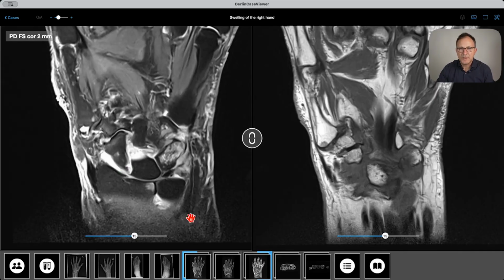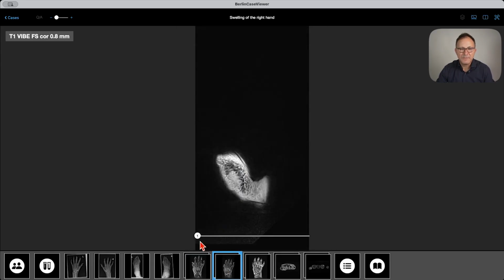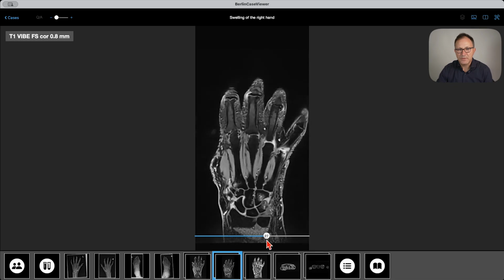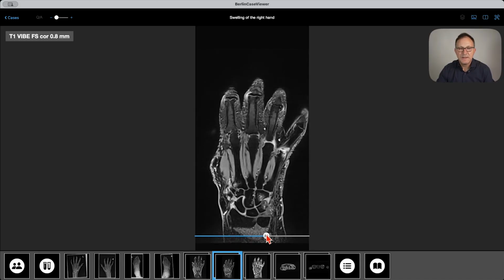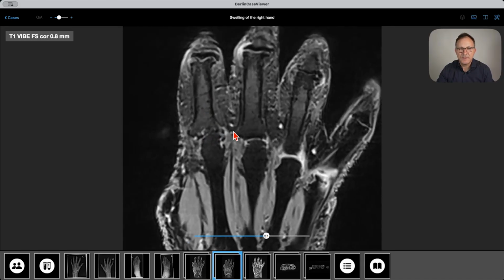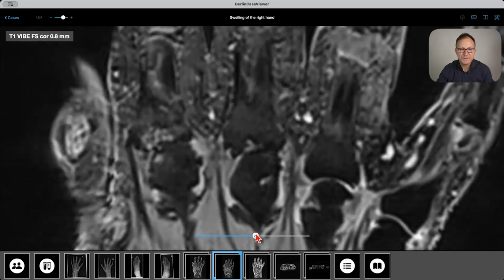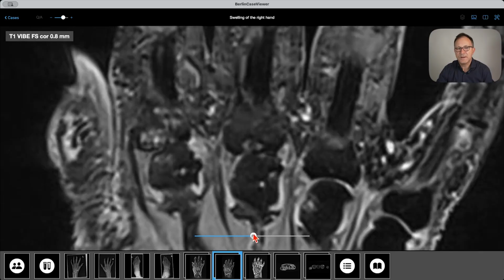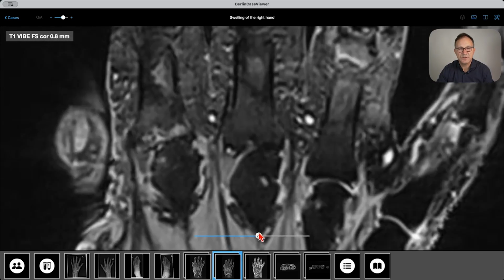In order to distinguish or to depict it in more detail, we always use a WIBE sequence, which is a sequence, as you can see, with 0.8 millimeters. So we have a very good three-dimensional representation of the hand, and this gives us the option that we can zoom in and see what's going on in these small joints. If you do regular fast spin echo sequences with about 2.5 millimeter slice thickness, that's usually not justified.